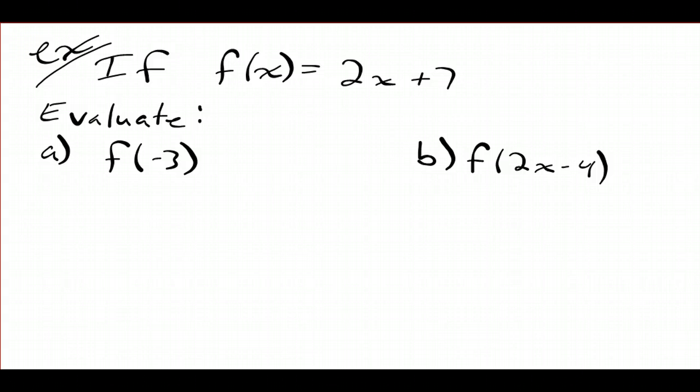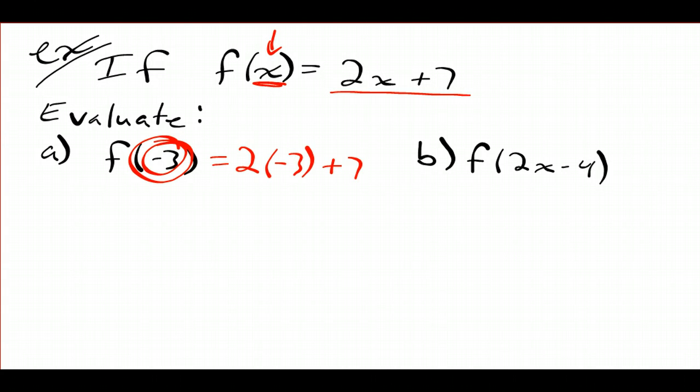Another type of problem that you're going to see is it's going to give you a function. In this case, it gives us f of x equals 2x plus 7. It wants us to evaluate f of negative 3, and then f of 2x minus 4. Up here, we have an x, but here we have a 3. Whatever is in these parentheses acts like your x in your equation. So instead of an x, in this case, we have a negative 3. So this is like saying 2 times negative 3 plus 7.